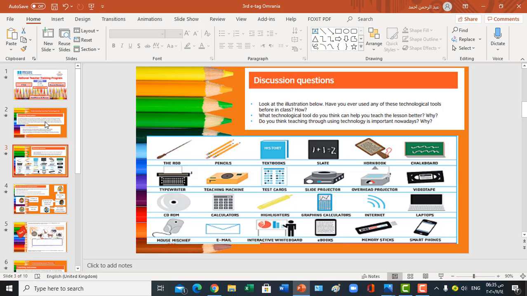So, an enlarged image of a transparency is placed onto a wall or screen by means of an overhead mirror. It gives you the option to use one slide at a time, in contrast, the slide projector can give you the opportunity to show more than one slide.